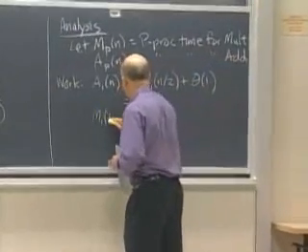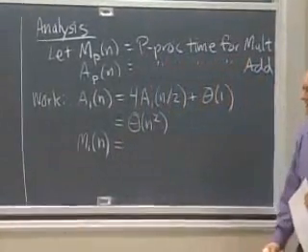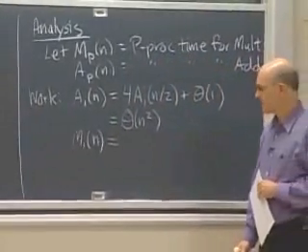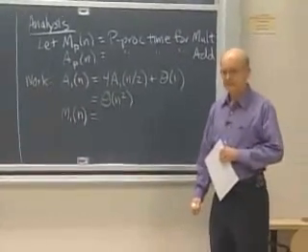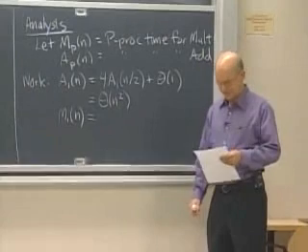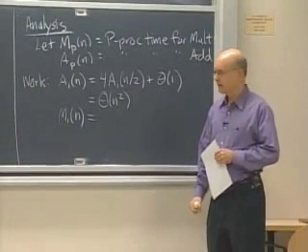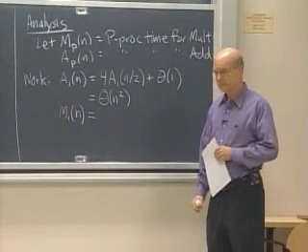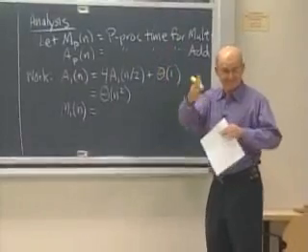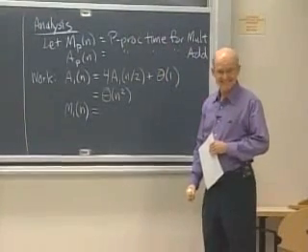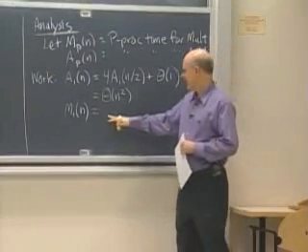Okay, let's now do the work of the matrix multiplication. Once again, we want to get a recurrence here. So what's our recurrence here? Yeah? 4 and 1 n over 2.